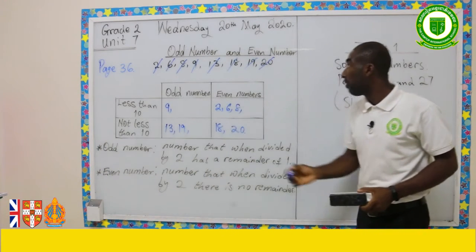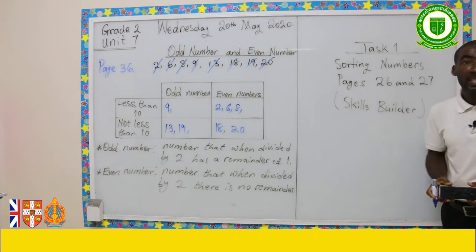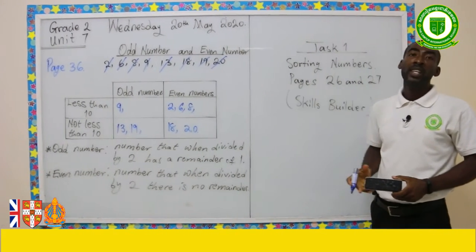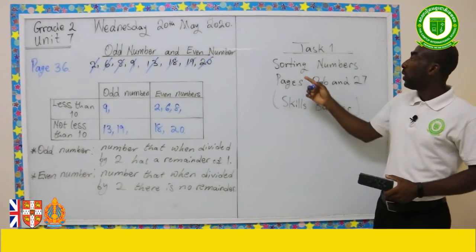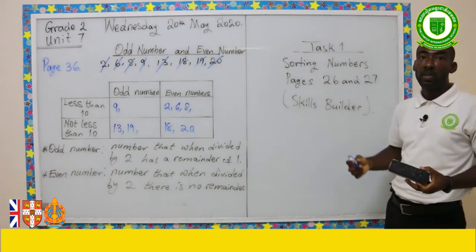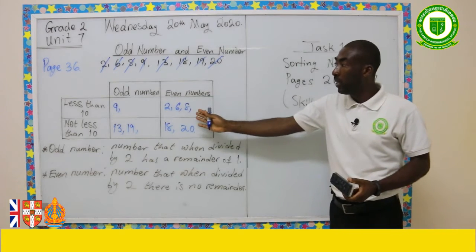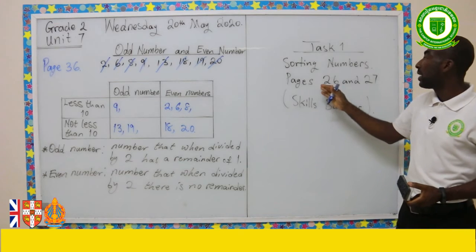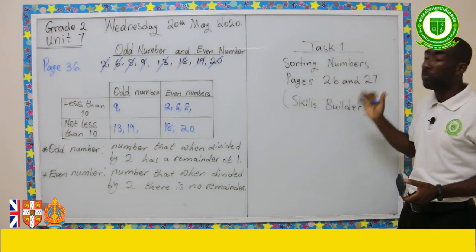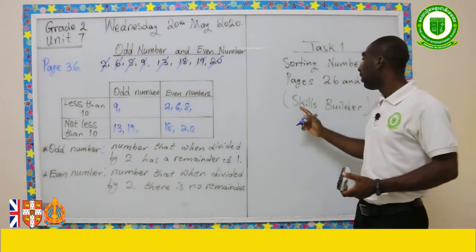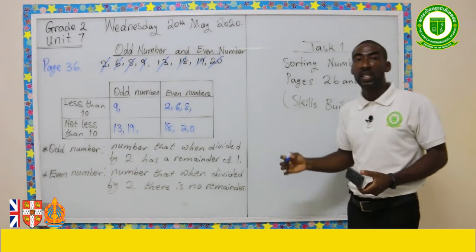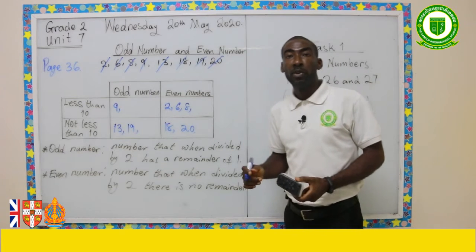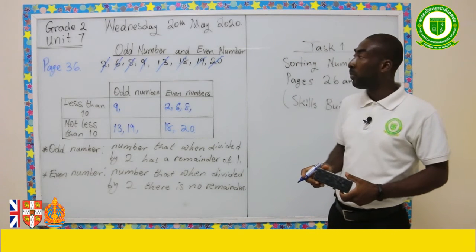Once this is clear for you, we will move to our first task on this lesson, odd numbers and that of even numbers. We are doing sorting of numbers. Sorting of numbers simply means we are grouping even numbers and that of odd numbers. The exercise is at page 26 and that of page 27 from the Skills Builder section of the textbook. Finish with this one and post to the group for me to check for you.